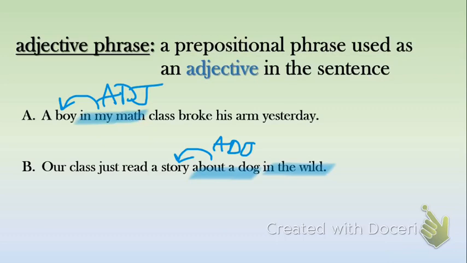And then essentially we move on to the next one, in the wild. We ask ourselves, what is it doing in the sentence? In the wild is telling what kind of dog, so that too is an adjective phrase.